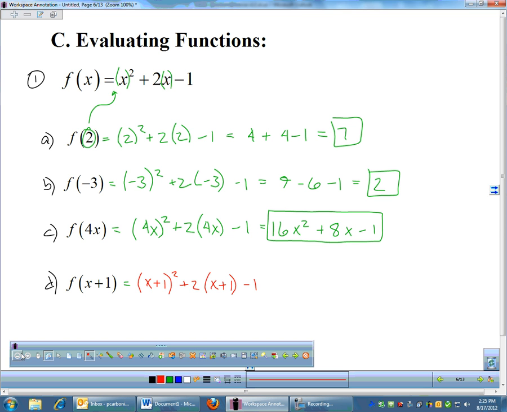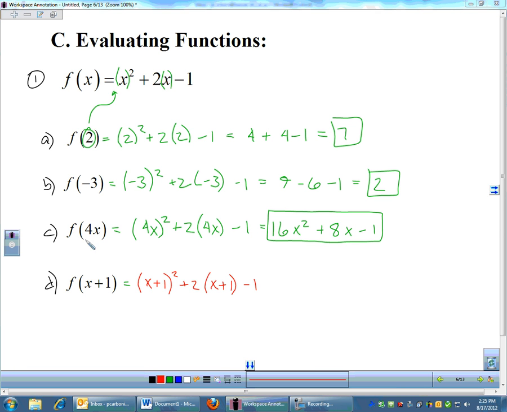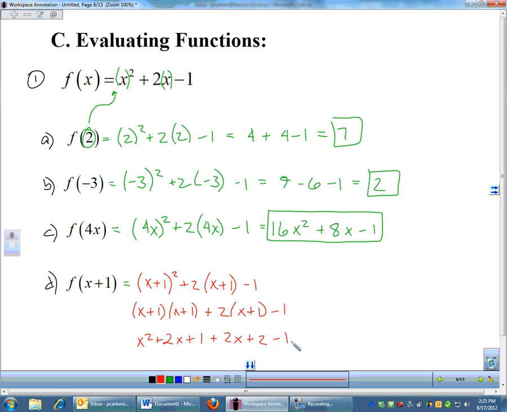And you have to be careful, y'all. This is a very common mistake, even though you know better. X plus 1 squared. You have to write that side by side and FOIL the whole thing out. X plus 1 times x plus 1, plus 2 times x plus 1, minus 1. Now if you square all that out, x times x is x squared. X times 1 plus 1 times x ends up being 2x plus 1, plus distribute the 2, 2 times x, plus 2 times 1, minus 1.